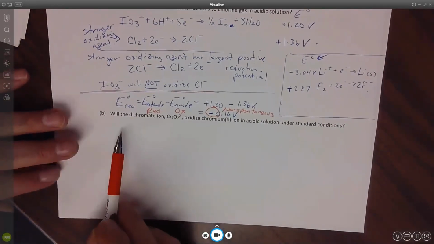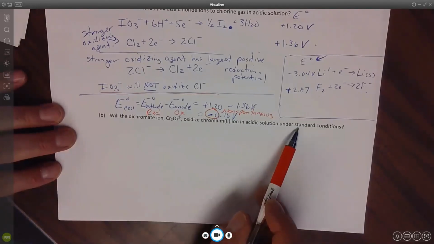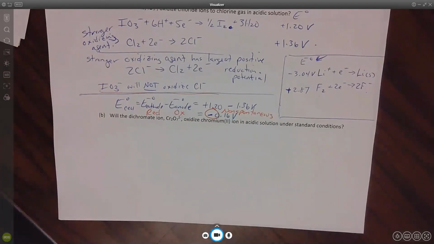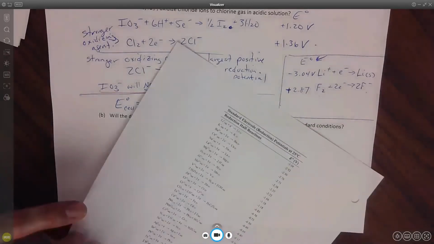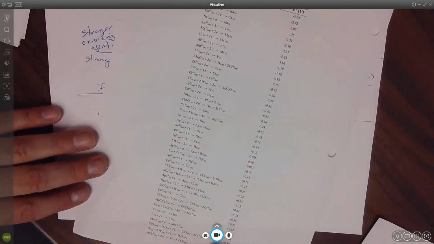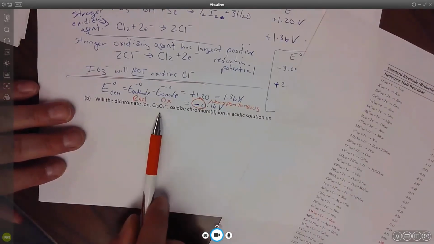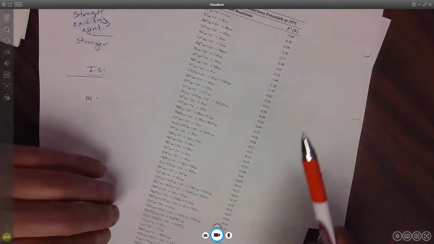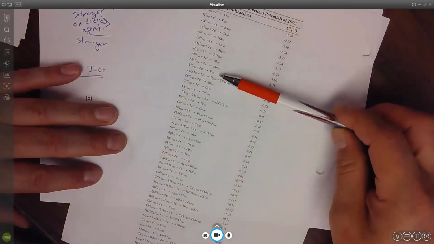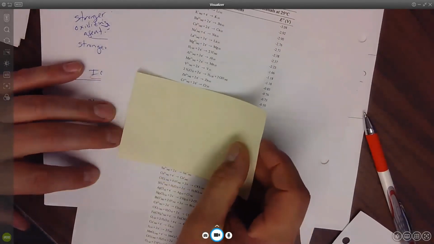This time it says, will the dichromate ion oxidize chromium-3 ion in acidic solution under standard conditions? Okay, well, let's see. I need to look up dichromate. So again, I'm going to go through my tables. Now, the polyatomic ions are harder to pinpoint whether they're going to be positive or negative. So we're just basically going to have to go through. So I'm looking for dichromate and chromium-3. What? There's a chromium-3. Right there's a chromium-3.